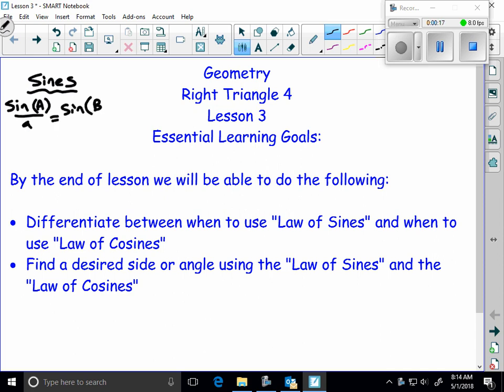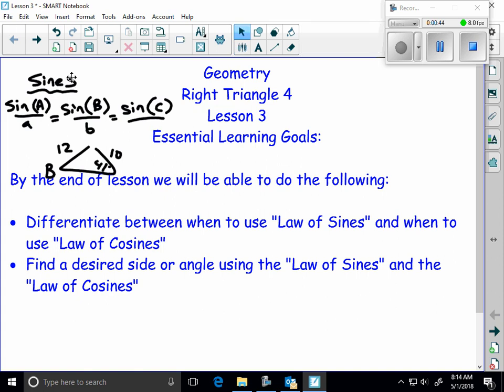Side angle pair, right? If I'm given a side, like let's say this is 12, and I'm given that this angle is 41 degrees, that is a side angle pair. Now I need more than that. I need one more item. Let's say this side is 10. Then I could use that to find the measure of angle B. If I have a side angle pair, I can work through using the law of sines.